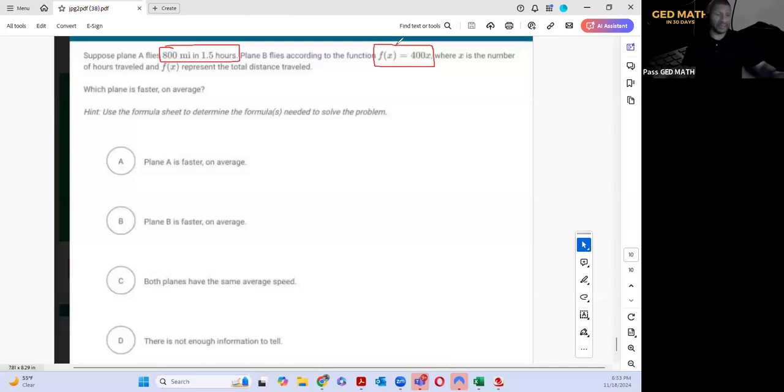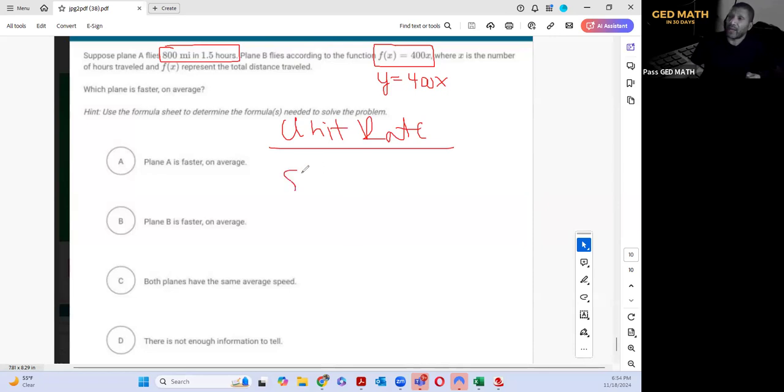You might be saying, Mr. Tinsley, I know you just showed us this type of problem, but it seems totally different. Oh my God, this says f of x. The last one said y. What you should also understand is when you see f of x, because they say it's a function of x, that's your output. This is the same as saying y equals 400x. Same thing. But they threw you off with that f of x and the word function. We want to find the unit rate so we can compare these two planes. So 800 divided by 1.5 miles per hour.